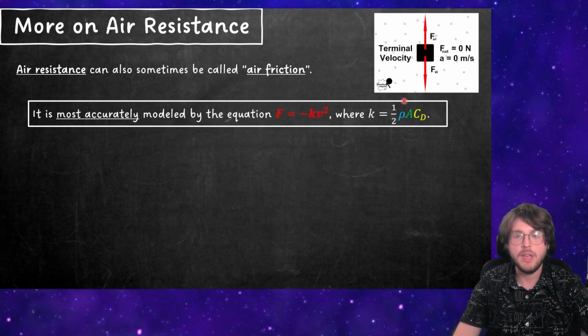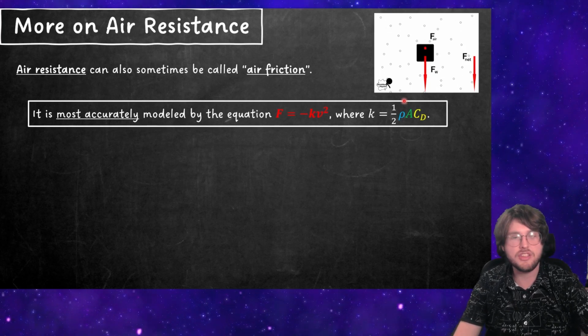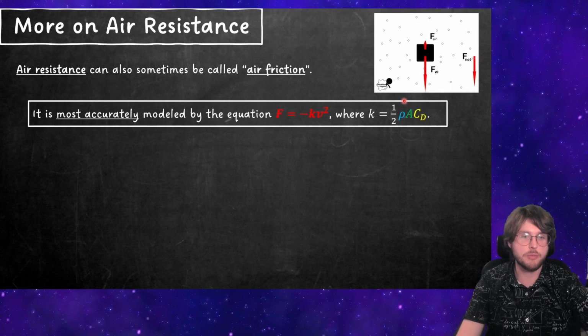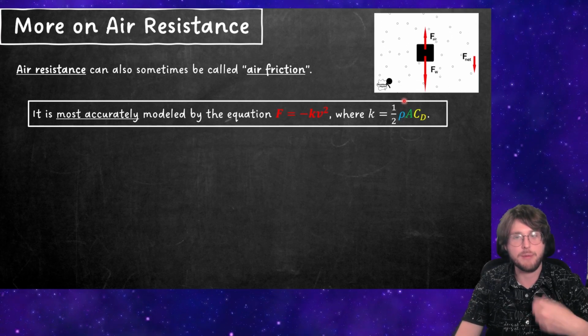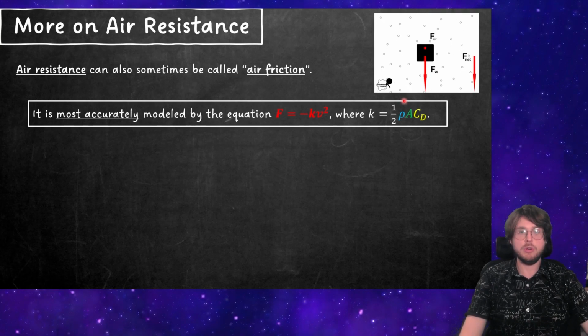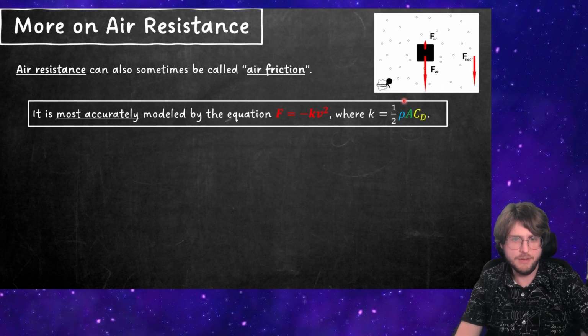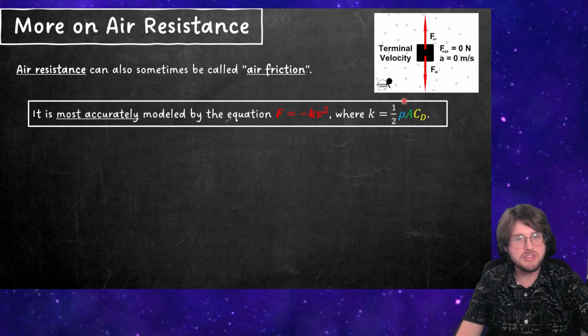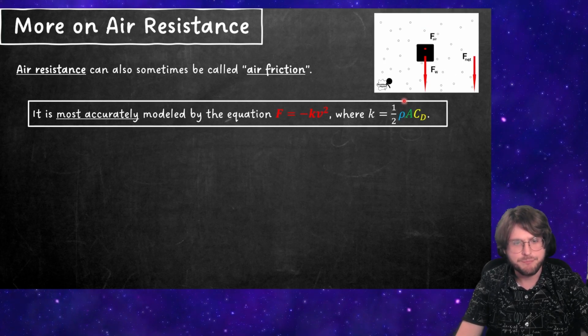Now this letter k here is a collection of constants, for air resistance specifically, equaling 1/2 times rho times A times C sub D. And you're probably thinking, whoa, well, that just made things a lot more complicated. Well, each of these letters all have a specific meaning.